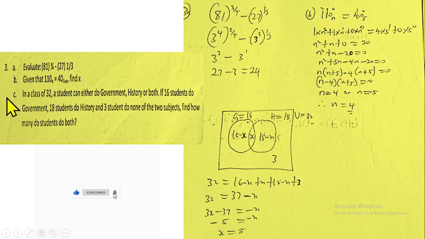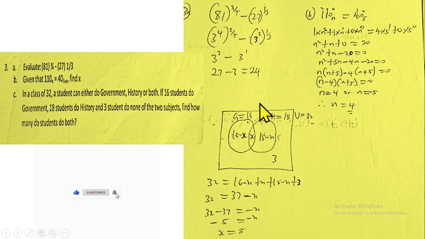So in a class of 32, a student can either do government, history, or both. If 16 students do government, 18 students do history, and 3 students do none of the subjects, find how many students do both. So this question here contradicts the statement here. See that in a class of 32, a student can either do government, history, or both. So that means nobody is idle. But nevertheless, based on what is given to you, you can still work on it.